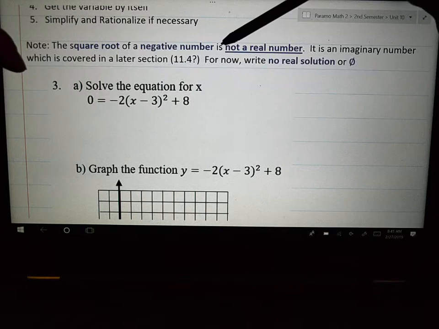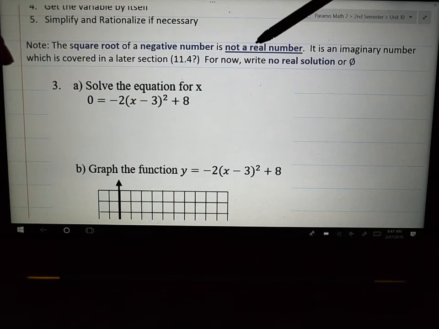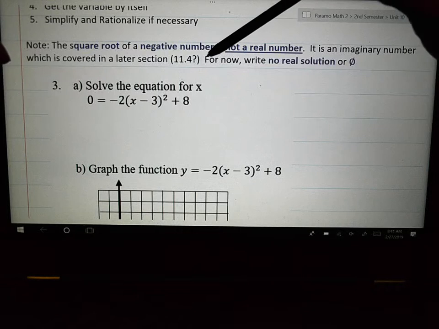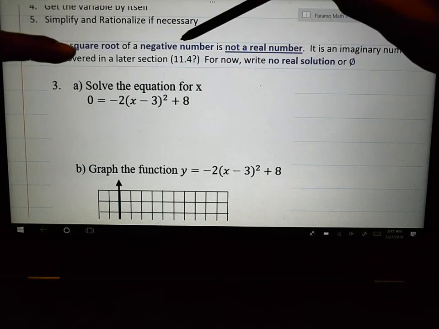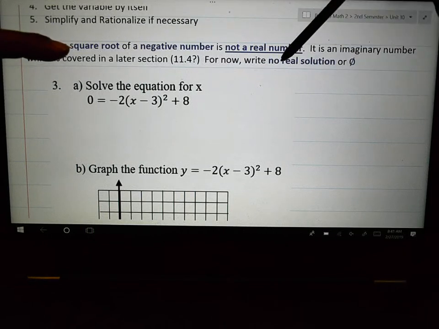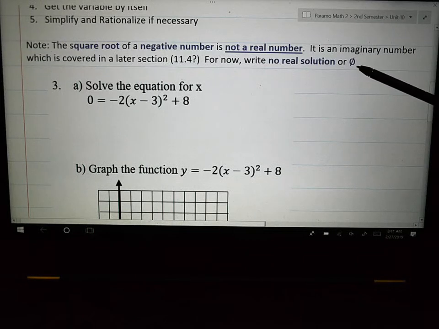I think it's going to show up in 11, but I haven't seen the worksheets for 11 yet. I think we're covering it in maybe 11.4. That's just a guess. I have no idea. But for right now, if you ever square root a negative number, you say or write that it's no real solution, or this symbol means no solution right there. A 0 with a line through it.